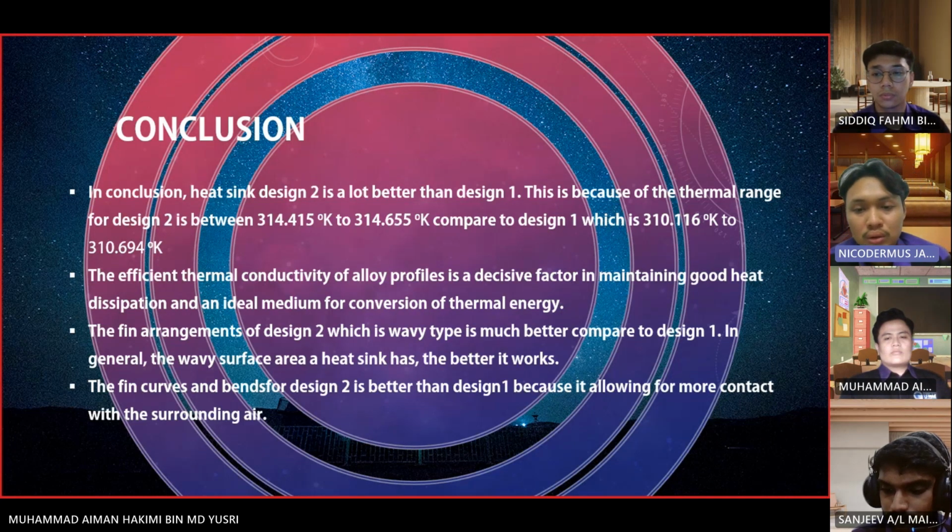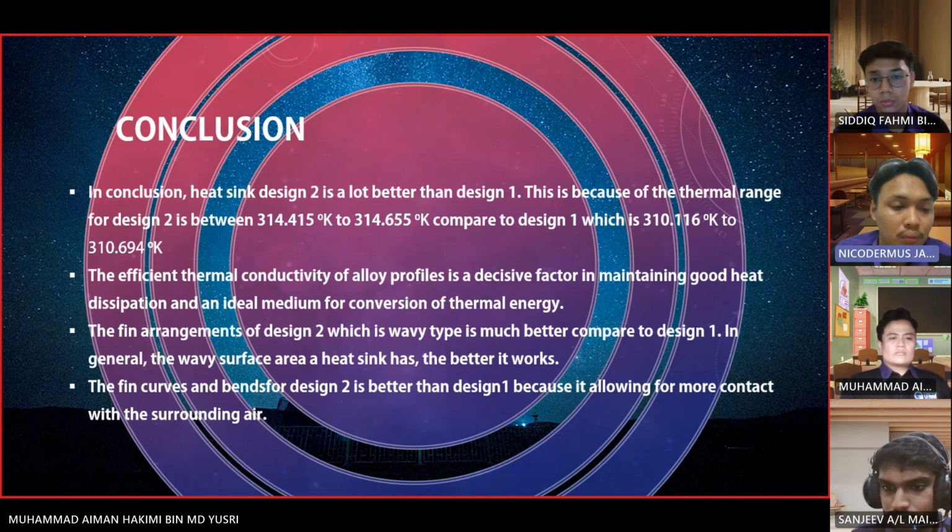Okay, for the conclusion of our presentation, in conclusion, heat sink design 2 is a lot better than design 1. This is because the thermal range for design 2 is between 310.116 Kelvin to 310.694 Kelvin, compared to design 1, which is 314.415 Kelvin to 314.655 Kelvin.